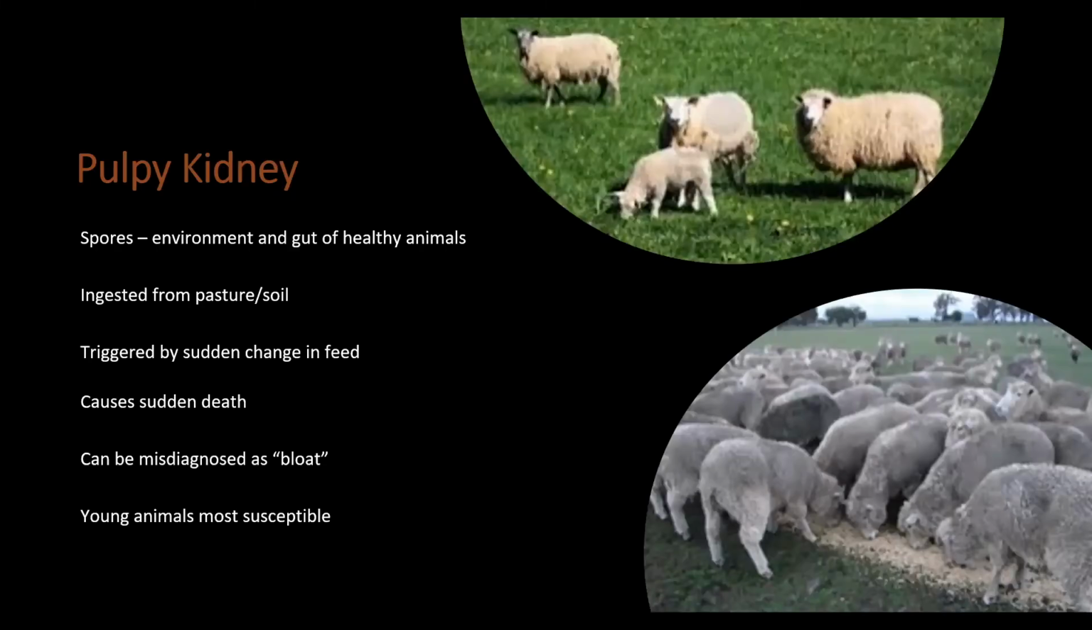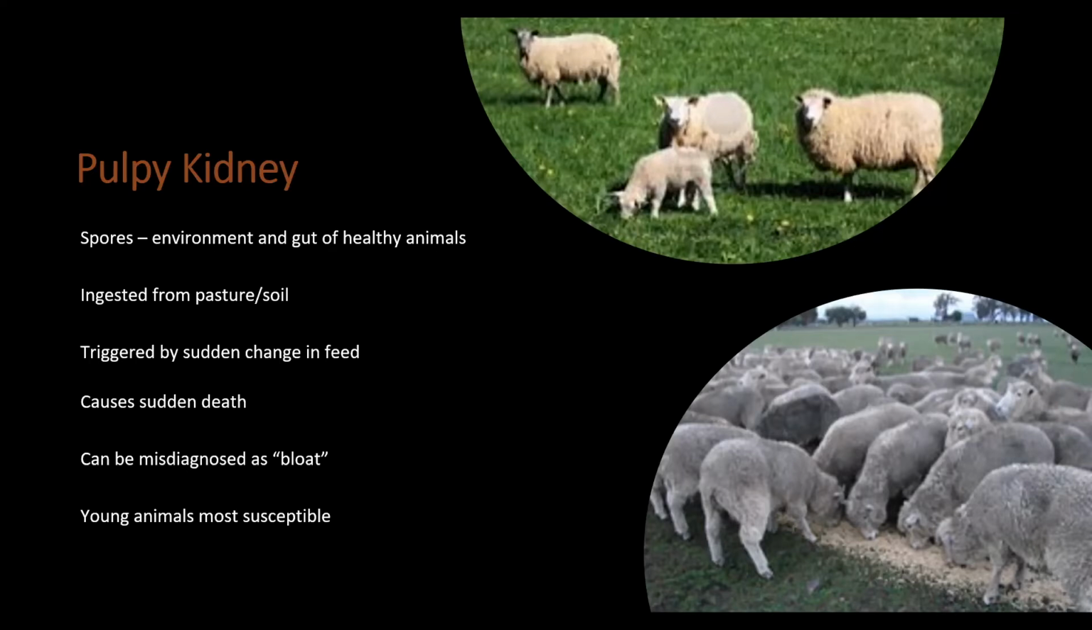Another disease that causes significant losses is pulpy kidney. Most of the time we diagnose pulpy kidney simply as sudden death. You put the sheep into a good paddock, or perhaps put some into the feedlot, and the next day or the next few days you have animals that have died and rotted very quickly. The spores which cause pulpy kidney survive in the environment and in the gut of healthy sheep. So they're essentially everywhere. They're ingested from the pasture and or the soil, and they're triggered by a sudden change in diet. That sudden change in diet can be going onto a stubble with a lot of grain. It can be going into a feedlot. It could be going onto a pelletized ration.